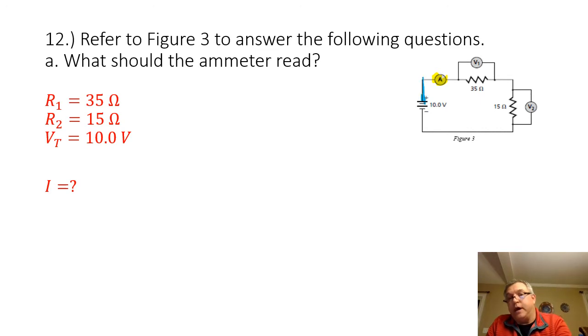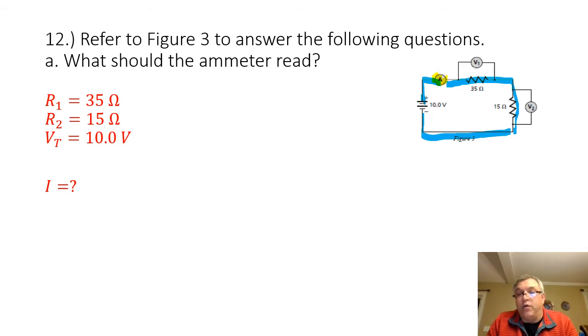It comes out of the battery. It's going to have to go through the 35 ohm resistor, then through the 15 ohm resistor, and then back through the battery. The characteristic of a series circuit is that it only has one path that it can follow from one side of the battery to another. So let me just erase a couple of these marks here. If I'm looking for the current for the entire circuit, and again in a series circuit I know that the current is constant at all points in the circuit, I need to know the overall voltage of the circuit and the equivalent resistance of the circuit.